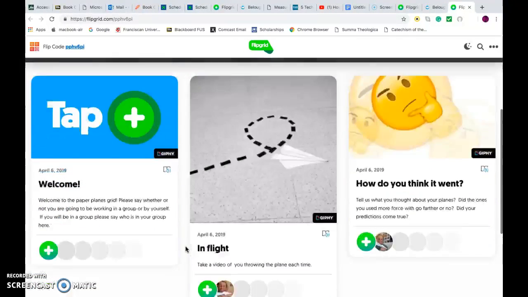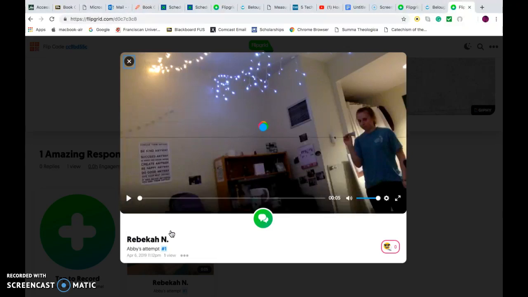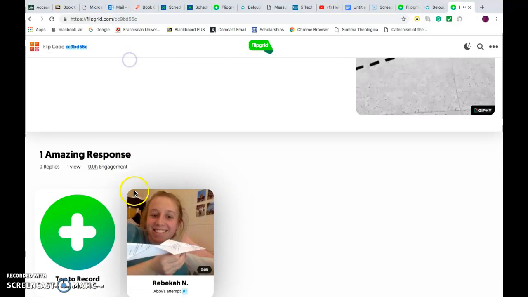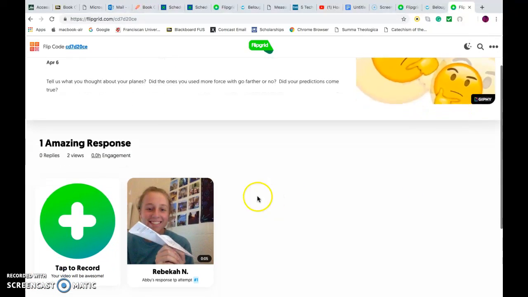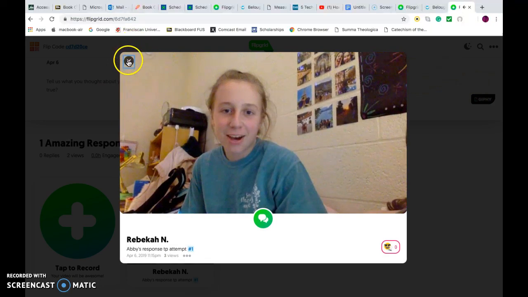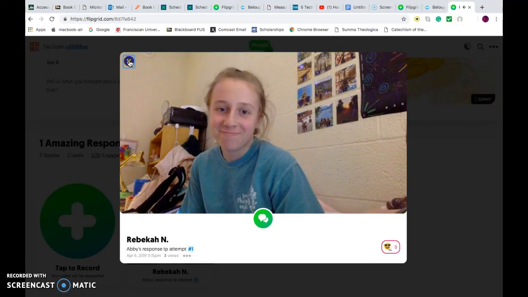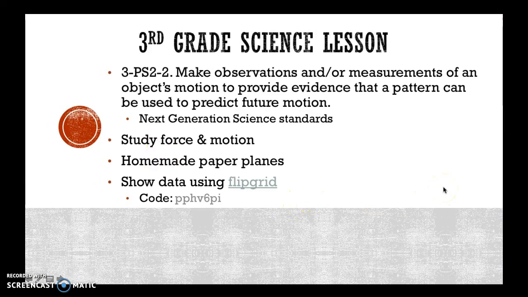Here's the portal that I made for the children. Here the kids can post videos of them throwing their planes. And as well, there's a portal where they can talk about how they thought it went. Our first attempt did not go well. It landed a few inches in front of my foot. They will be sharing this information with another class from another school who will also be doing the same project, and they will also be commenting on the Flipgrid.